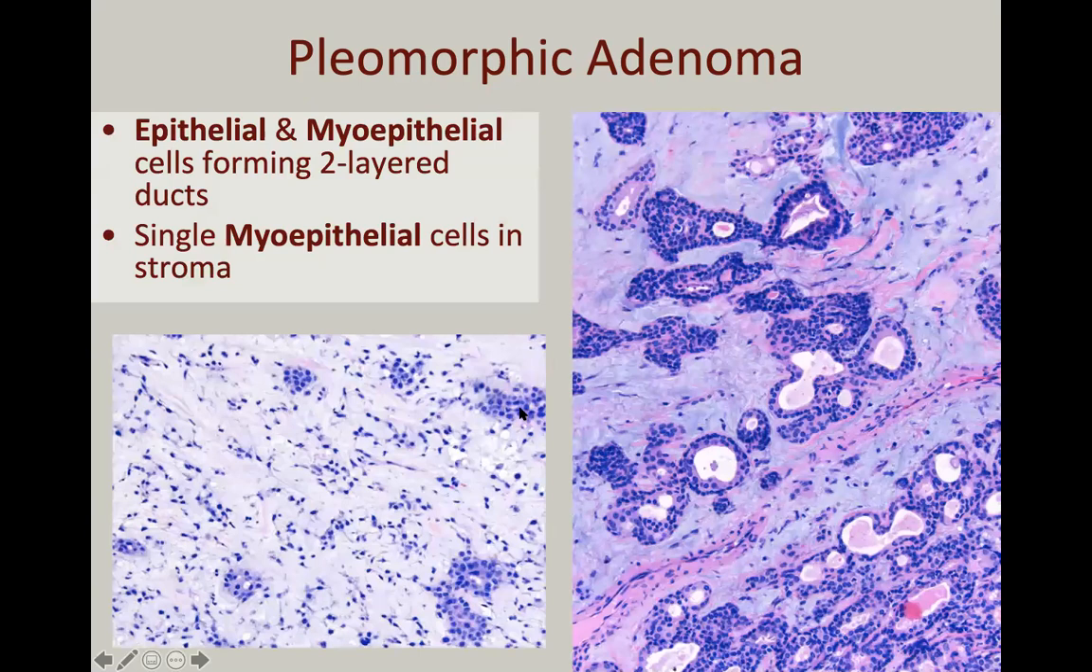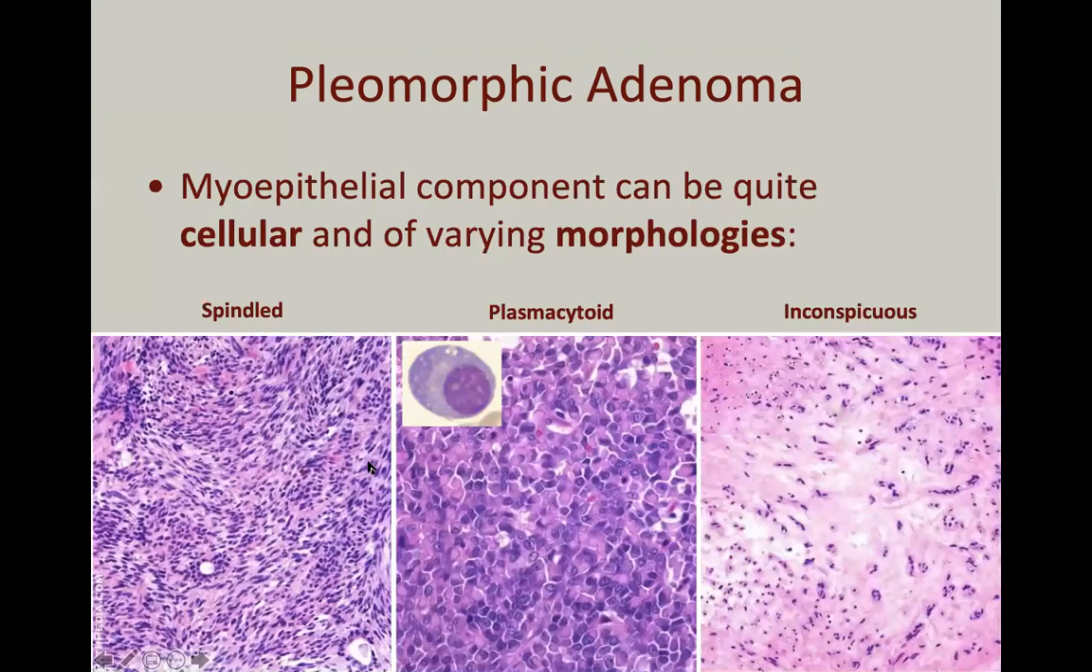So the characteristic prototype is a combination of both bilayered ducts with inner epithelial and outer myoepithelial cells set in a myxoid or chondromyxoid stroma. Within the chondromyxoid stroma are these single myoepithelial cells. So seeing something with bilayered ducts and cartilage or chondroid stroma is basically diagnostic of PA. The myoepithelial cell morphologies can, however, be very varied and very overwhelming.